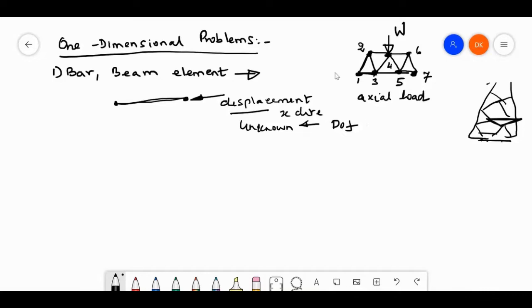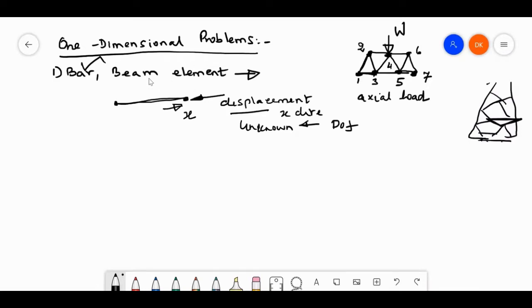In this member, which is a bar element, it is taking only the axial load. So there will be a displacement only in the axial direction. The axial direction is denoted as x. The load will be taken care of only in the axial direction, that is the x direction, whether it is a tensile load or a compressive load.